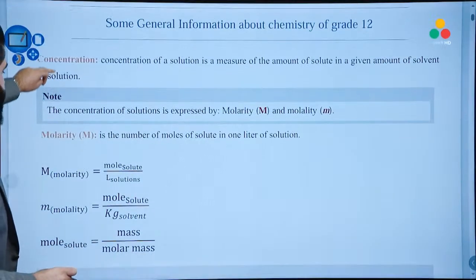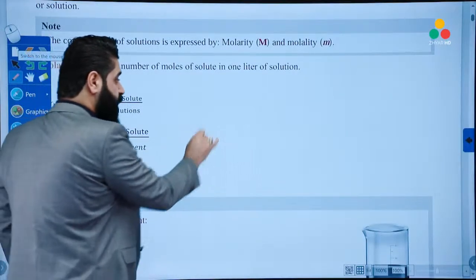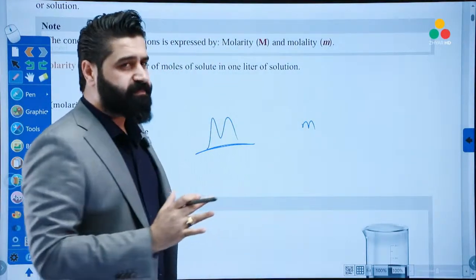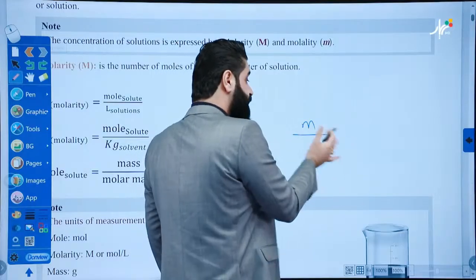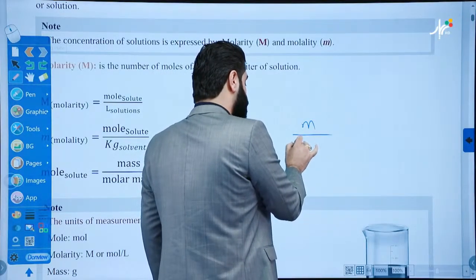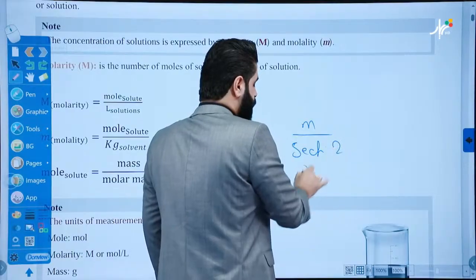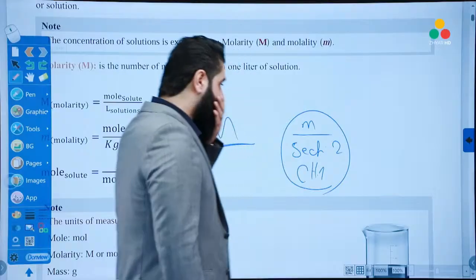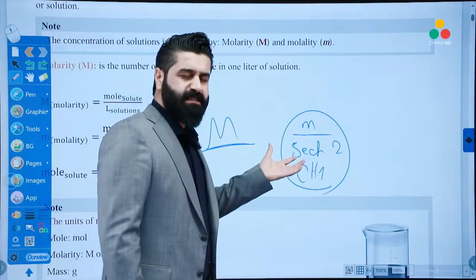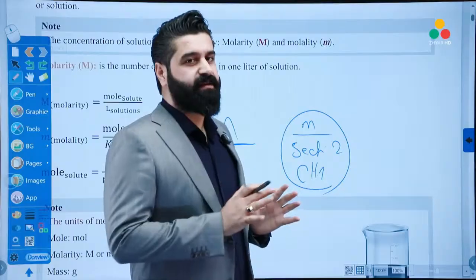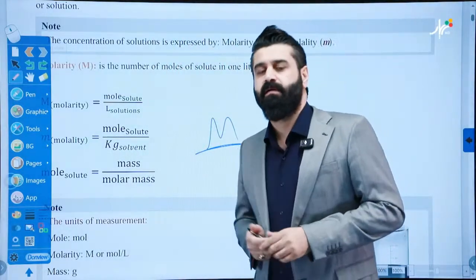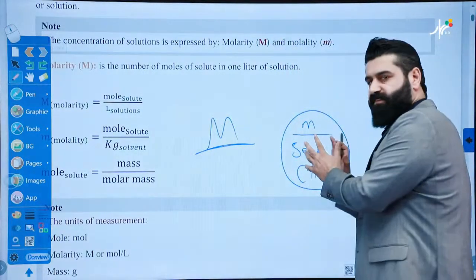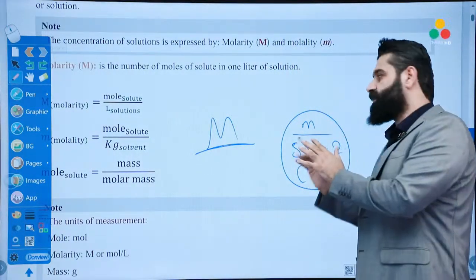Molarity, what is the molarity? As I said, we have molarity and molality. We need molarity in around 4 chapters, but molality we need only in section 2, chapter 1. So for today, as a quick revision, I will ignore molality. We don't need molality. Once we get to chapter 1, section 2, we will study the molality, and I'll explain every single point about it. But for now, it's too early to talk about this.